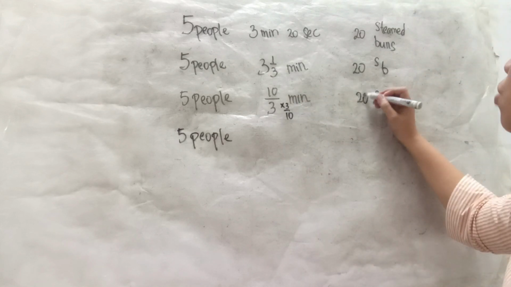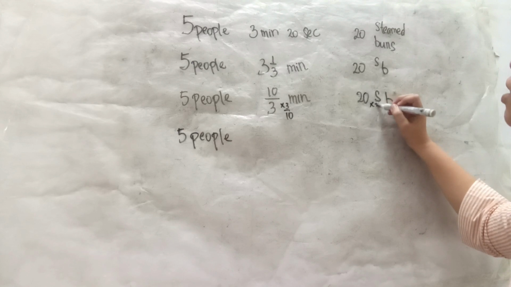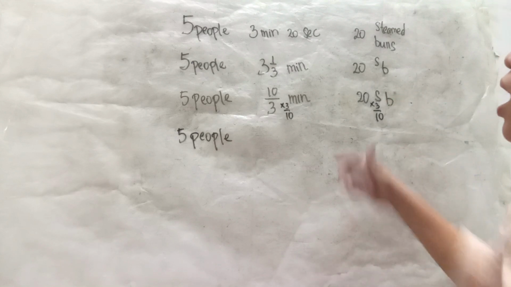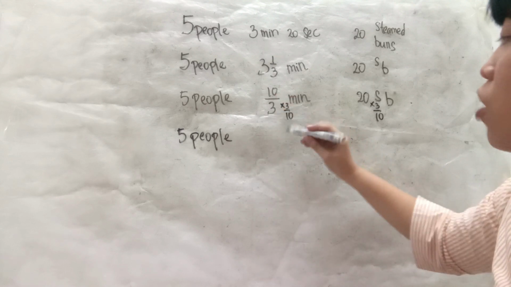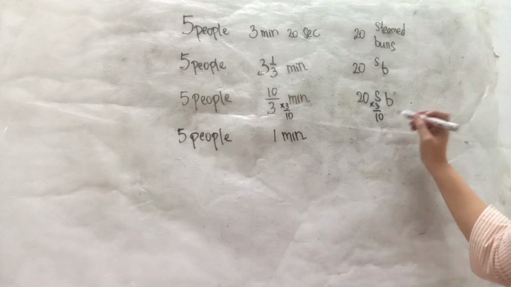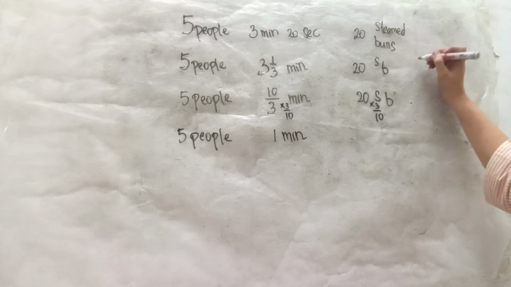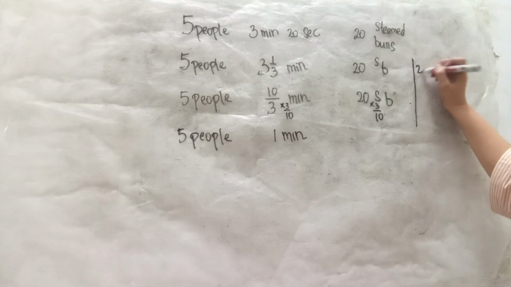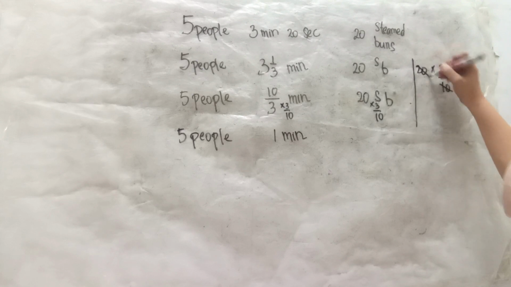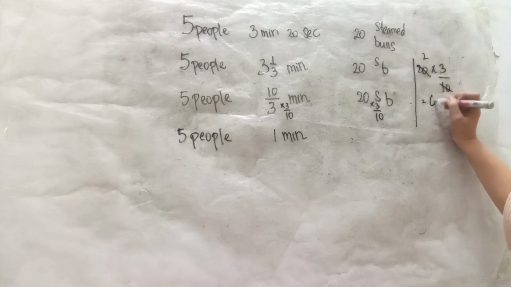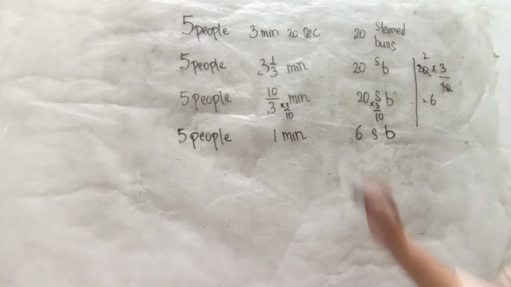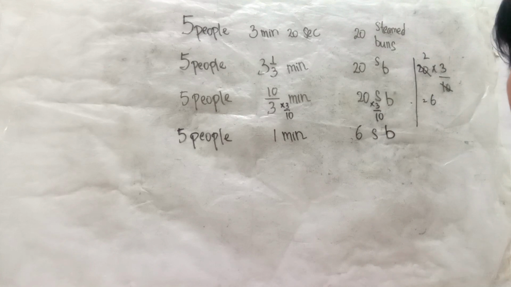So it means we will times this also by 3 over 10. We want to find how many steam buns. Okay, 10 over 3 times 3 over 10 means 1 minute, and 20 times 3 over 10, I will count it here, equals 6. So there are 6 steam buns in 1 minute for 5 people.